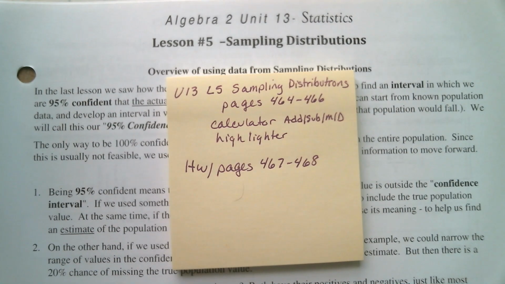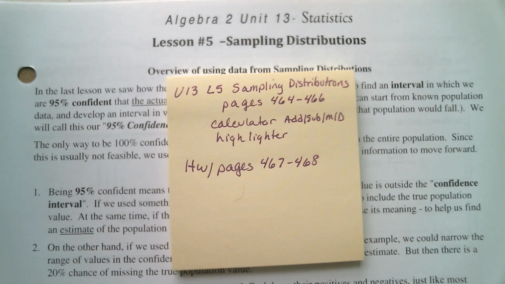This is Unit 13, Lesson 5, Sampling Distributions. We'll be covering pages 464 to 466. It'd be helpful if you had a calculator for just adding, subtracting, multiplying, dividing purposes, and a highlighter. Homework is pages 467 to 468.